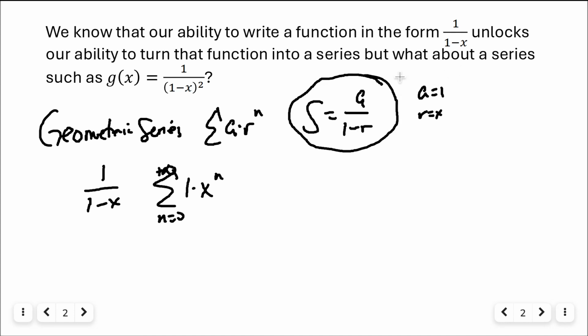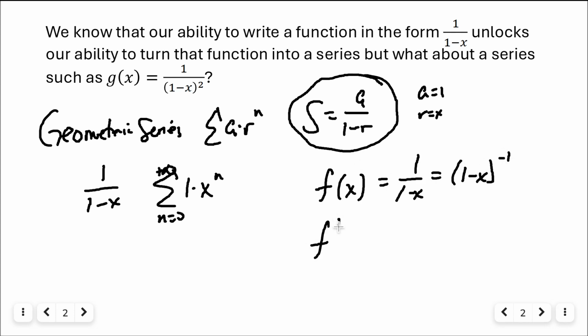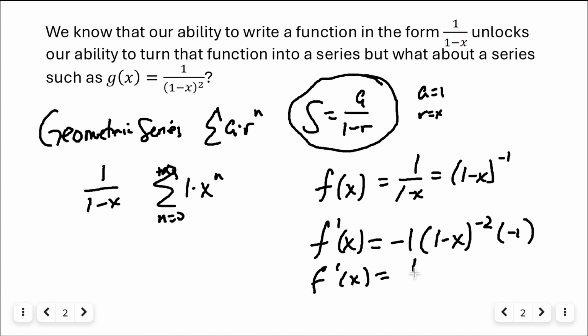But here's the thing. If I had the function f of x is 1 over 1 minus x, and I wrote it as (1 minus x) to the negative 1, and I found its derivative, that would give me negative (1 minus x) to the negative 2 times negative 1, with the chain rule. So that would give me f prime of x is 1 over (1 minus x) squared. So then, wait a minute.